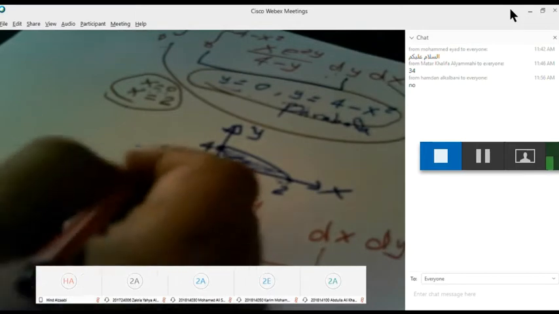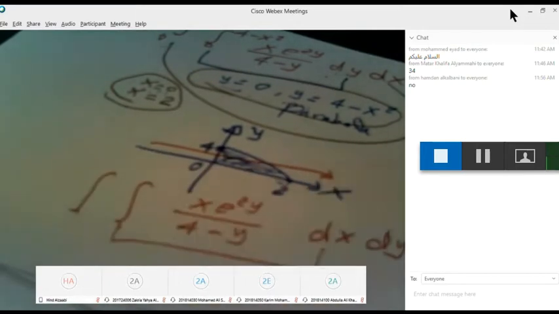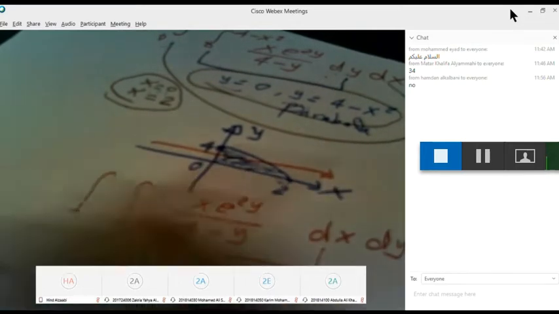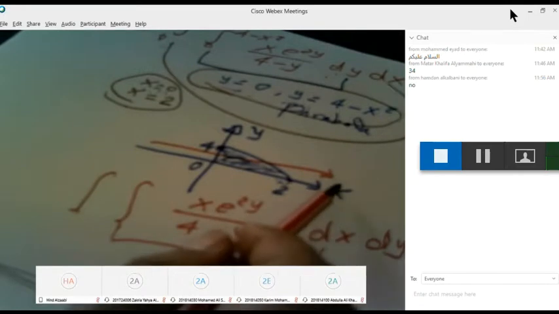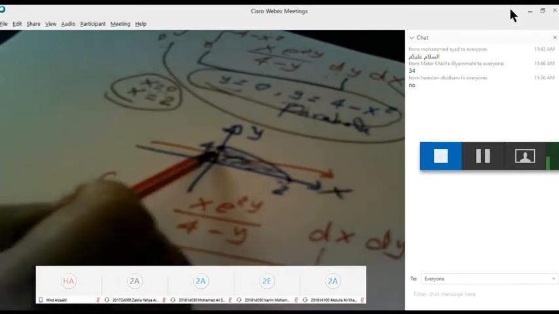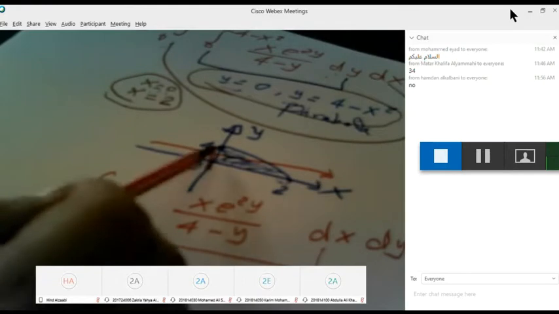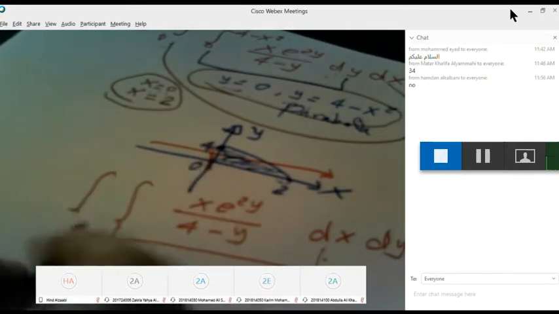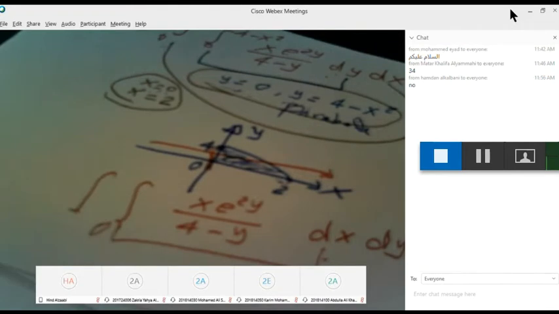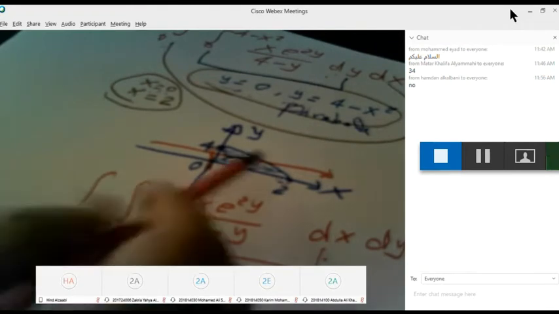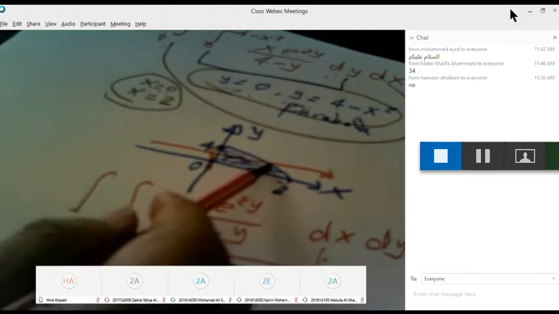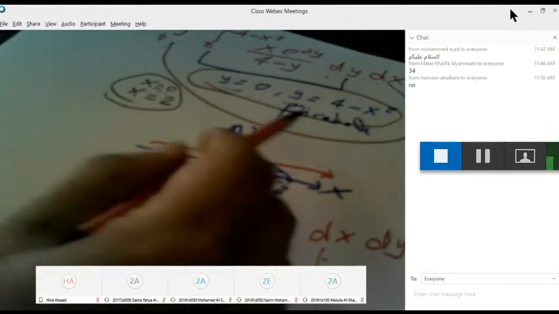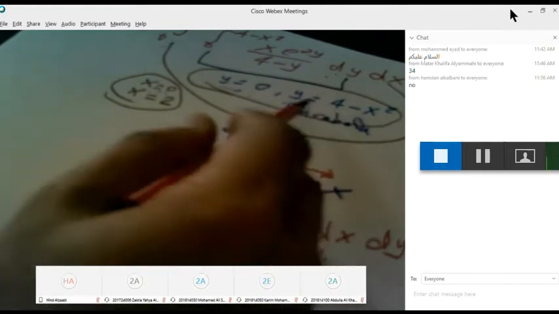Yes, I go horizontally, so I hit first the y-axis. This is the start of my region, so the x here will start from 0. So I put 0, and then I go down up to the curve, so I hit the curve, the parabola.